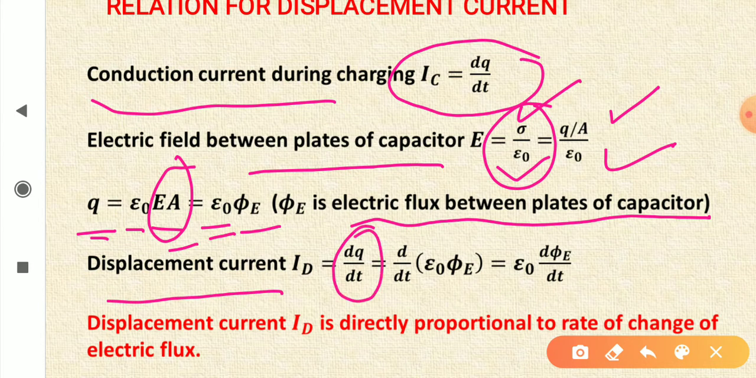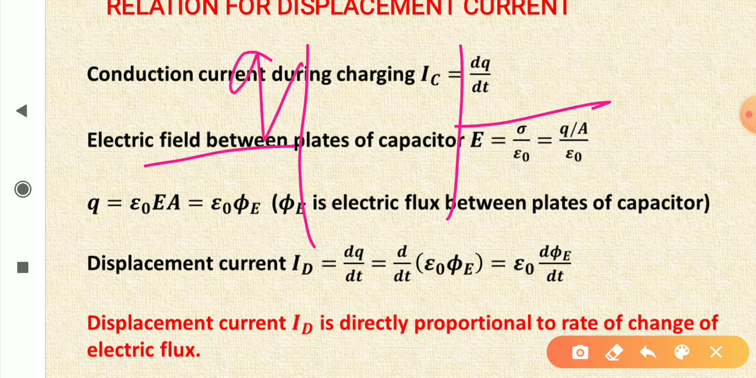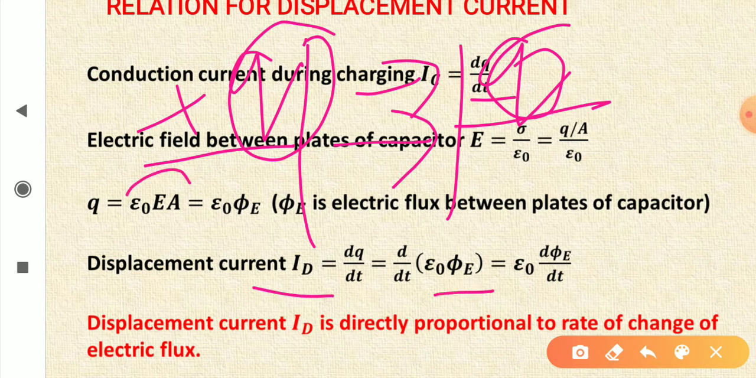Now displacement current will be dq by dt, right? See, if you think of the plate capacitor, then you're getting charge here and charge here, plus q, minus q, and displacement current is flowing like this. So the rate of change of this charge will also give you displacement current. So this displacement current is dq by dt, that is d by dt of epsilon naught phi E, and epsilon naught is constant.